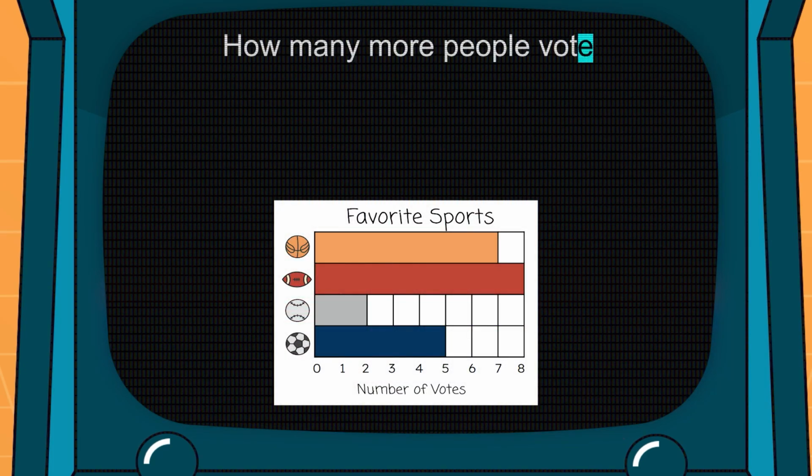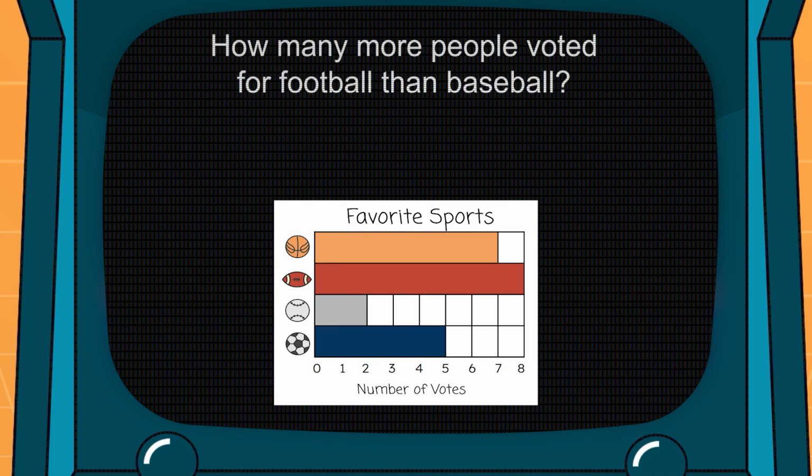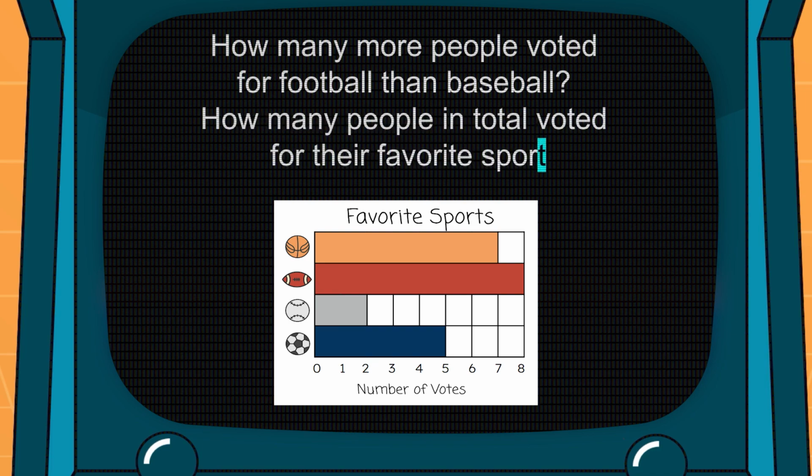How many more people voted for football than baseball? How many people in total voted for their favorite sport?